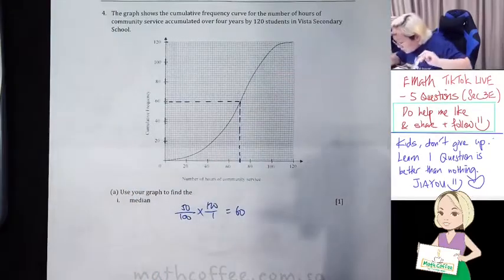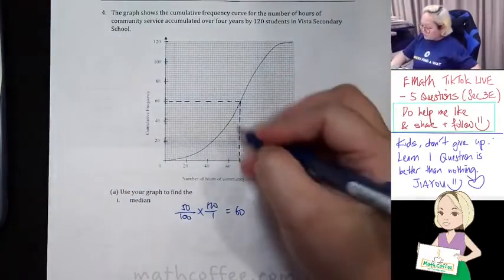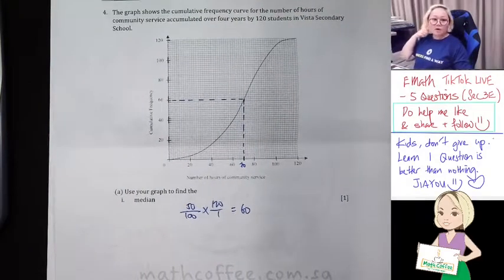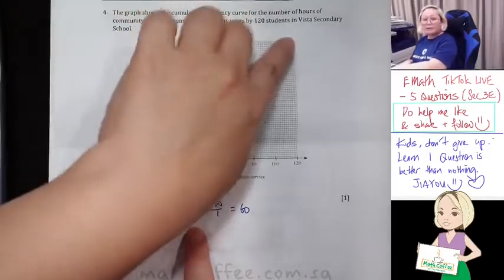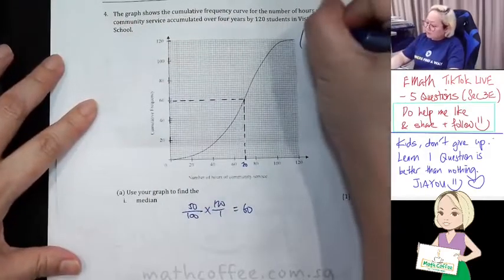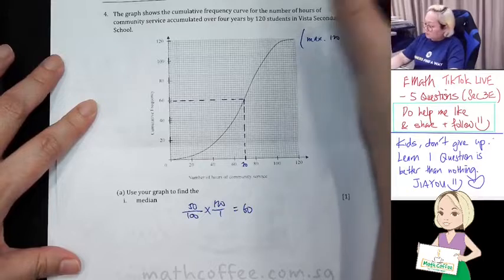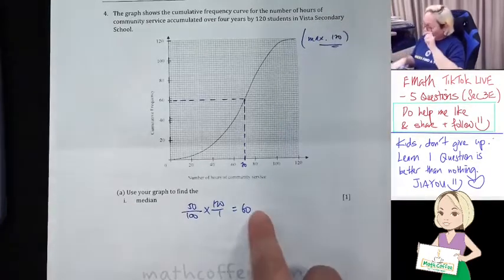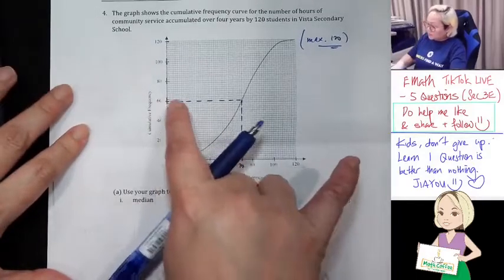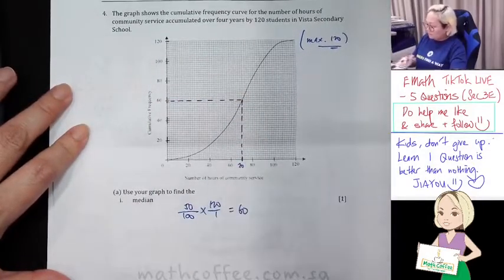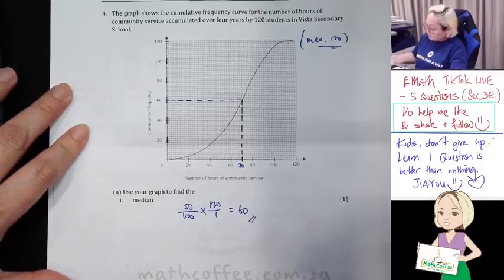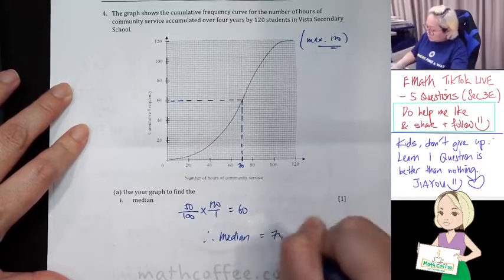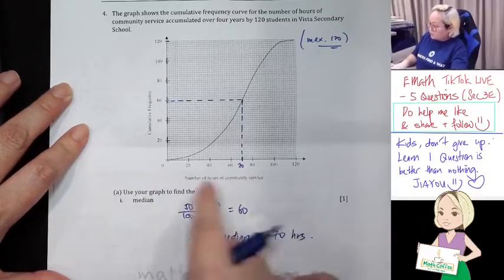Okay, so what I will get is 70. I just estimate 70. So that means my median is 70 because I took 50% of the maximum number. Maybe at the side here you can put that the maximum is 120. So I take 50% times 120, then you get 60. And then 60 is here, dot, dot, dot. This is my median. Therefore, median equals 70 hours, because this one is number of hours.